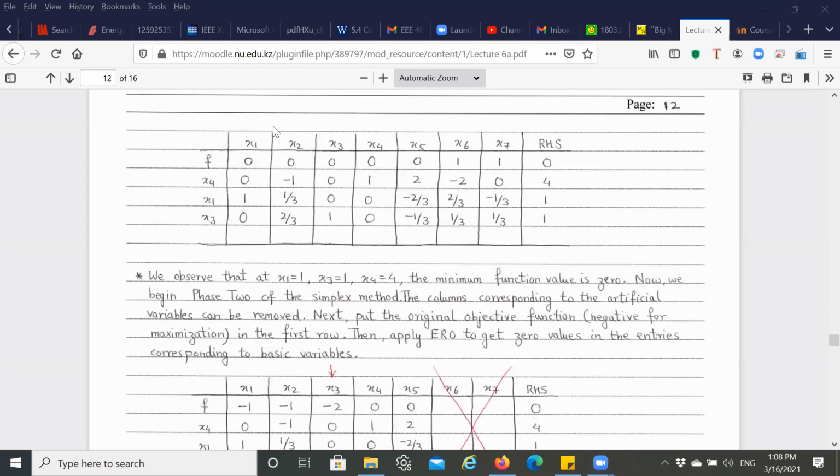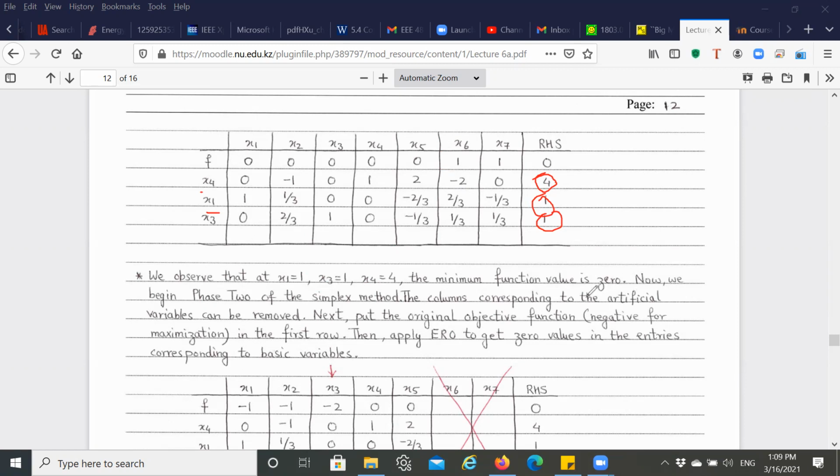So at this point, let me clear this off. I'm sorry, x1 is equal to this one, x4 is equal to 4, and x3 is equal to 1, okay? The functional value becomes 0. The minimum value that we had for x6 plus x7 would actually become equal to 0, okay?